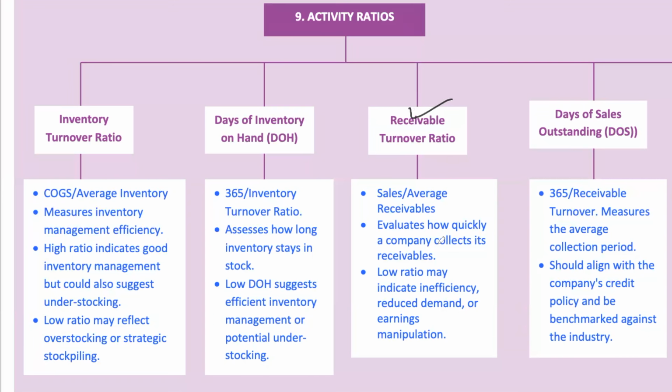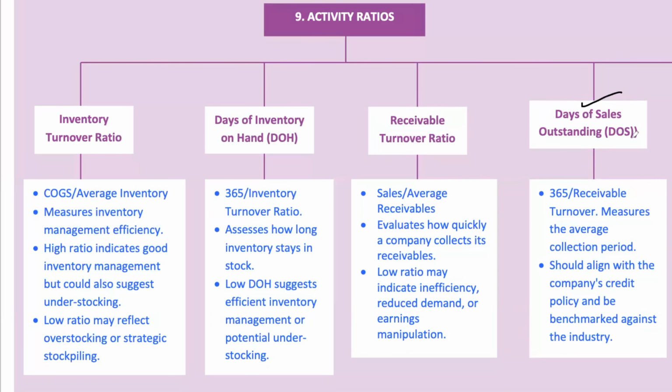Then there's the receivable turnover ratio. A low receivable turnover ratio might indicate inefficiencies, a drop in demand, or even potential earnings manipulations. Ideally, when available, we prefer to use credit sales instead of net sales for this ratio, since credit sales produce the receivables.